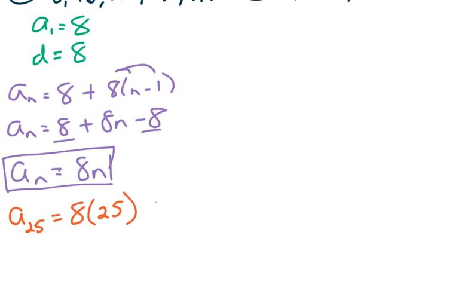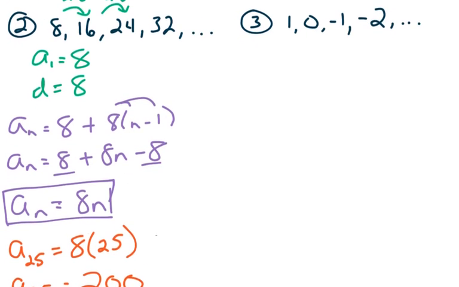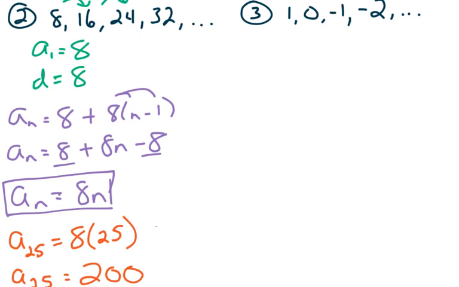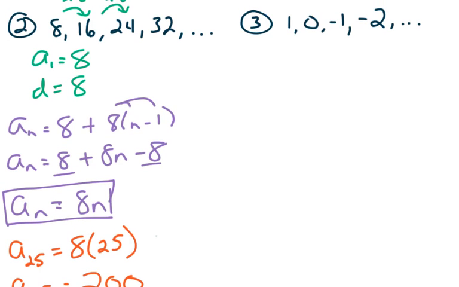You don't need a calculator for this. Think about 8 quarters, how much money you would have. If I had 8 quarters, that means I would have $2. So the 25th term in my sequence up here for number 2 would be 200. So if I wrote out the first 25 numbers of that sequence, if I added 8 25 times, my 25th term would be 200. Let's try number 3 here.